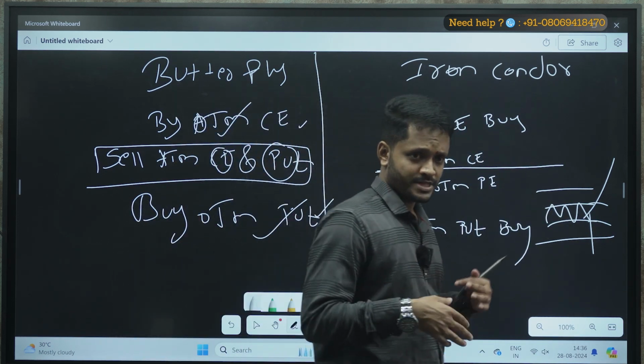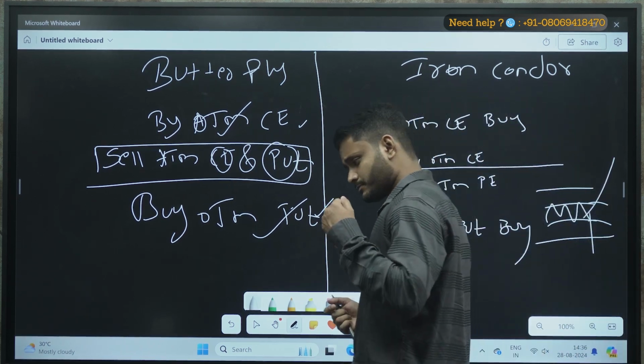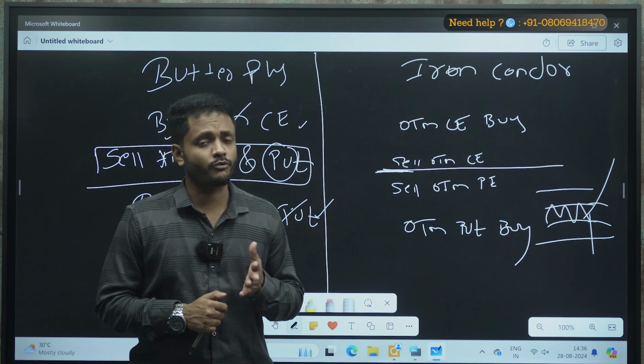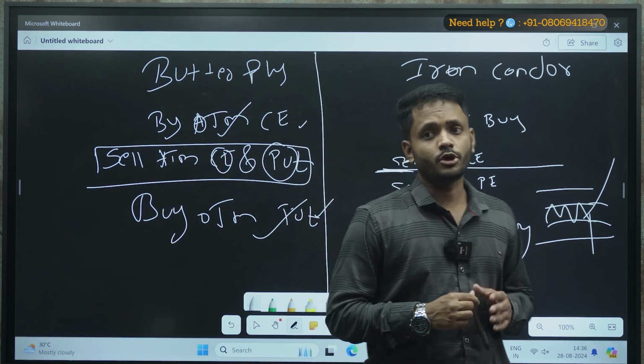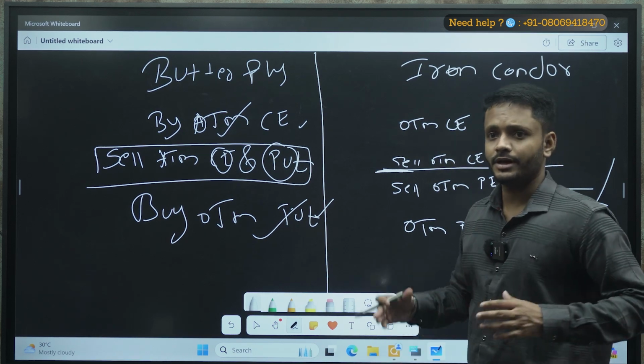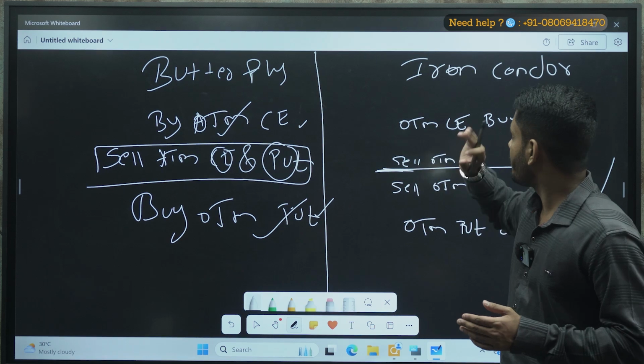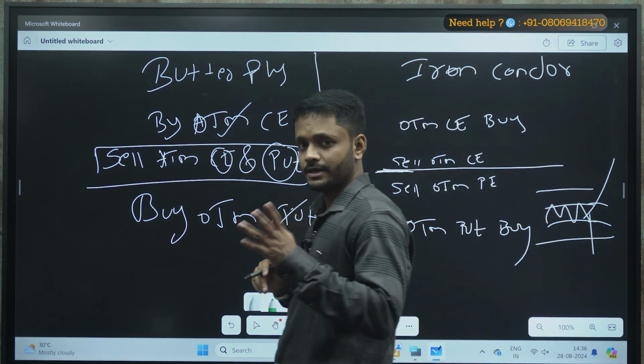And if you are an option seller, instead of selling naked options, because when you sell options the risk is unlimited and the profit is very much limited, correct? In order to hedge against the unlimited risk, instead of going for a naked short straddle or a naked short strangle, convert it into a butterfly or an iron condor respectively.